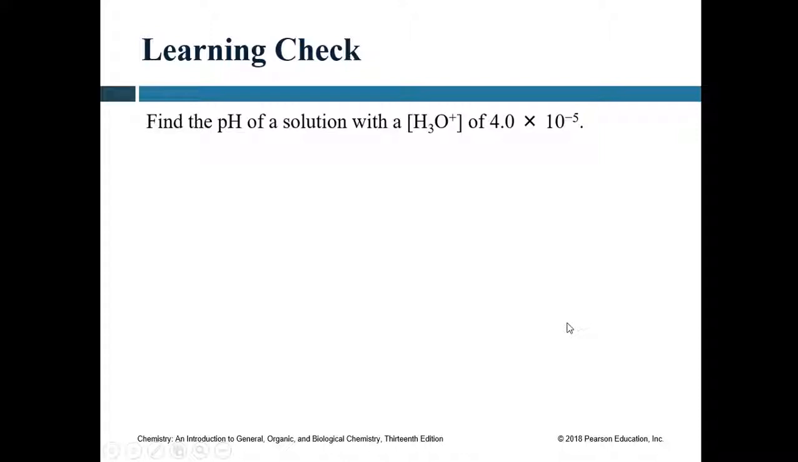All right? Find the pH of a solution with a hydronium ion concentration of 4.0 times 10 to the negative 5. Press pause and see if you can do it.